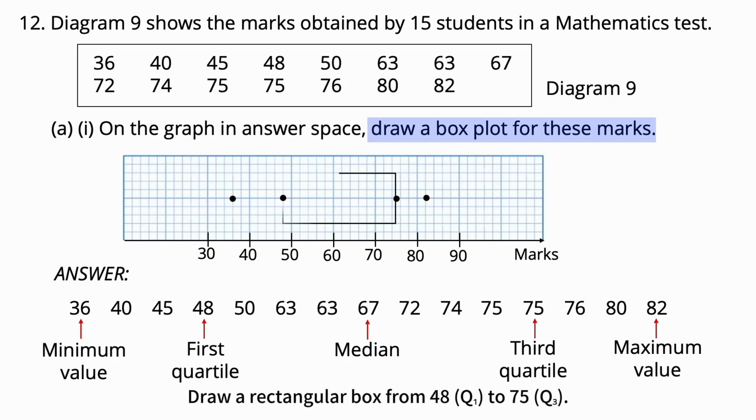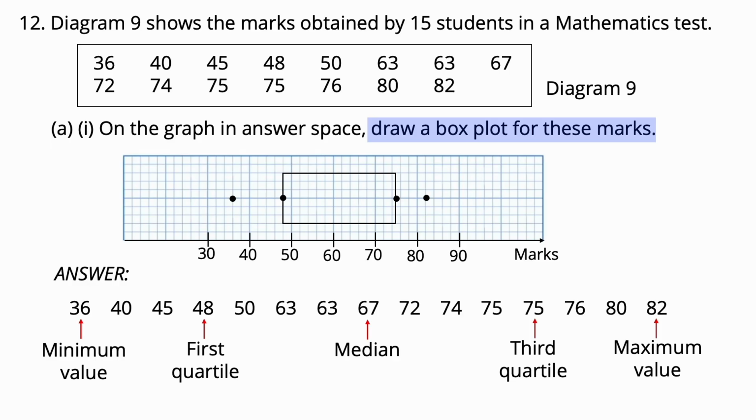Draw a rectangular box from 48, Q1, to 75, Q3. Draw a line inside the box at 67, the median. Draw whiskers from the box ends to 36, the minimum, and 82, the maximum. A box plot is formed.